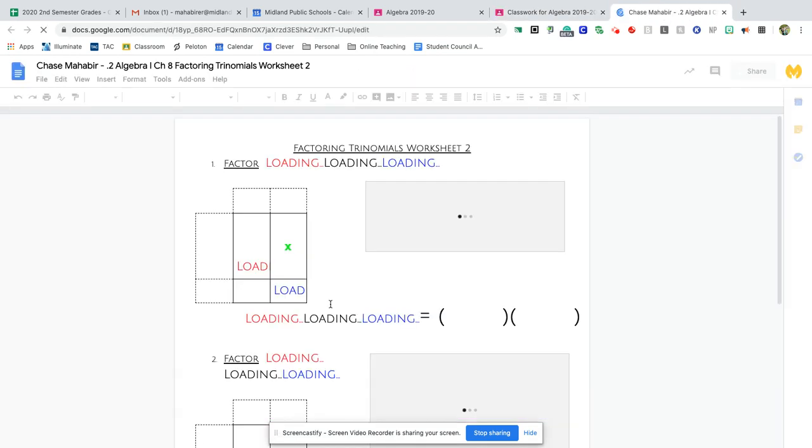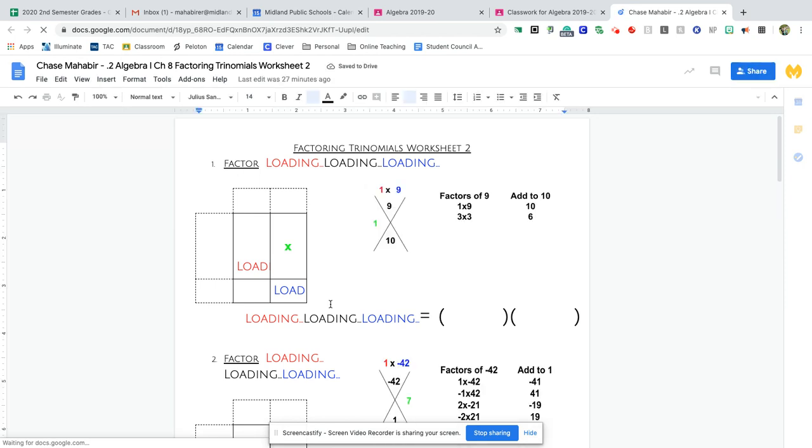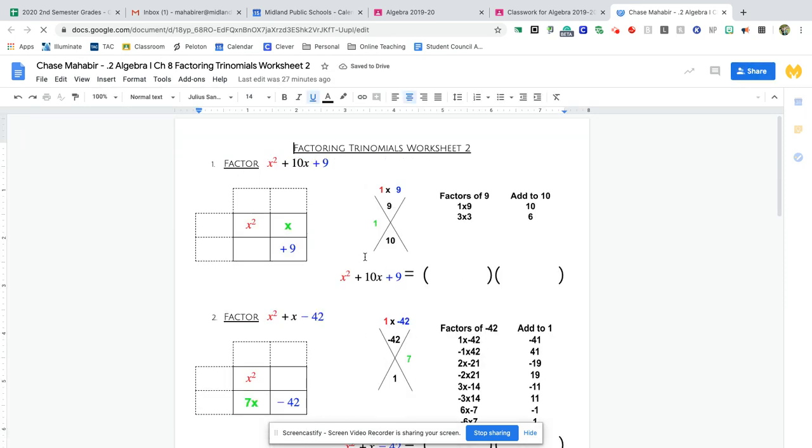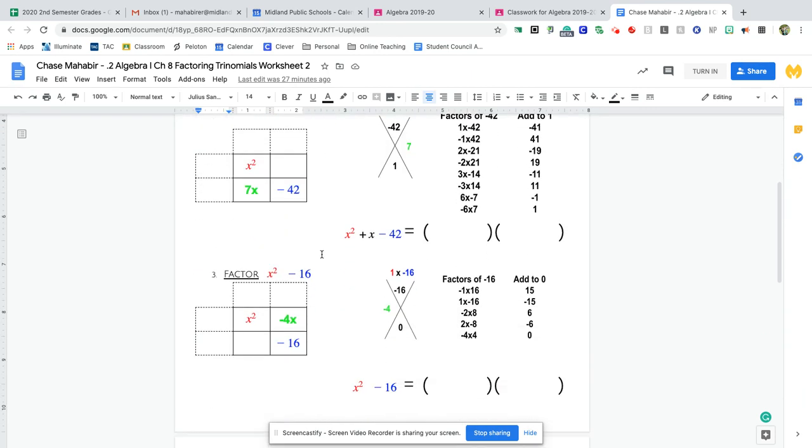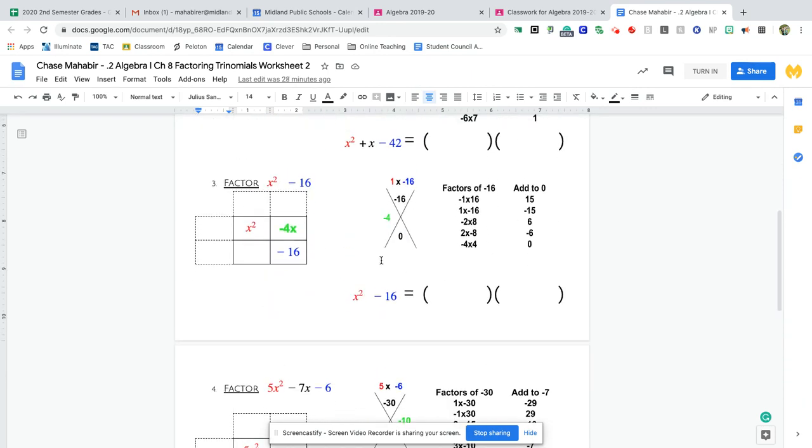You're going to click on that document. And when you click on it, it's going to take a second to load. You're going to be able to type or write on this document. Okay, so I'm going to do problem number 3. So if you're watching right now, you get a free homework problem.